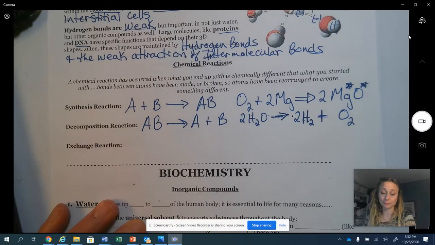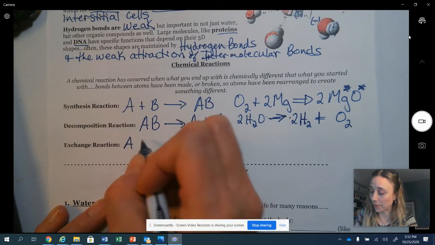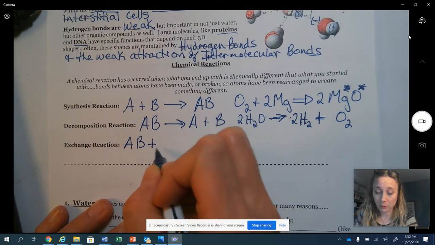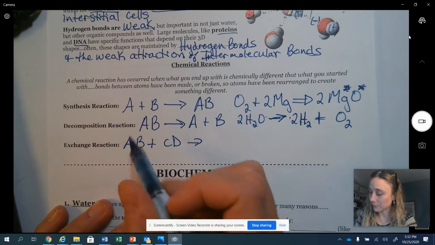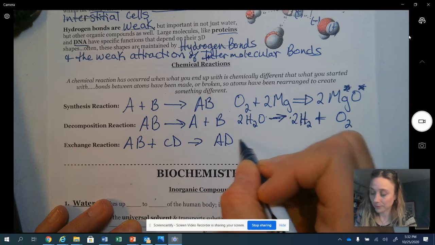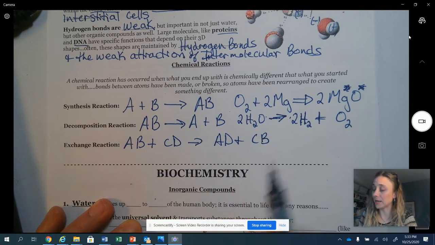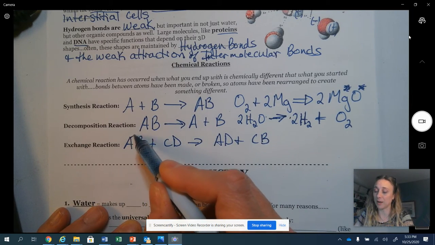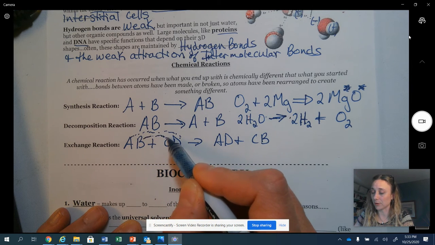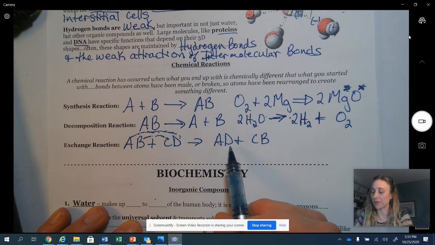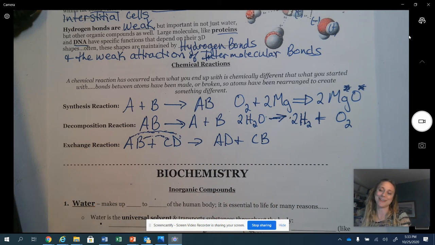Exchange reactions are where they swap partners. So maybe AB reacts with CD and forms AD and CB. And if you're fancy and you remember that the cation comes first and the cation is positive and it's going to want to go with the anion of the second, you create a rainbow. The outsides go with each other and insides go with each other. That's why I put the AD together and the CB together. You don't have to remember that, but that's just how that usually happens if they're ionic compounds.